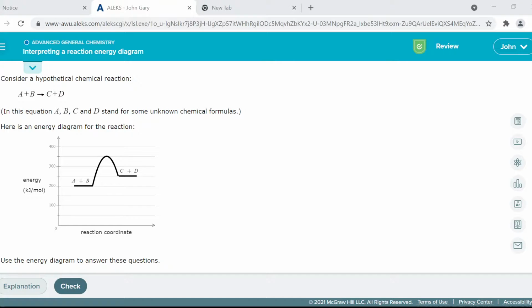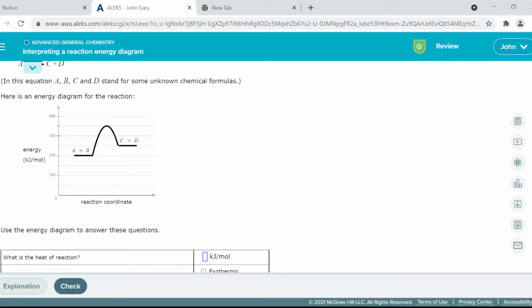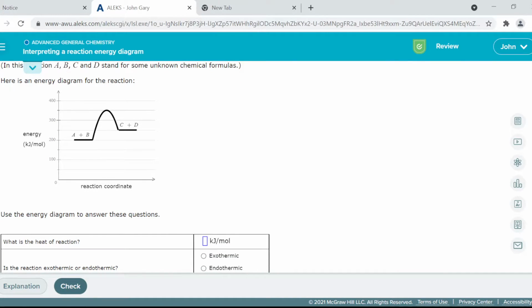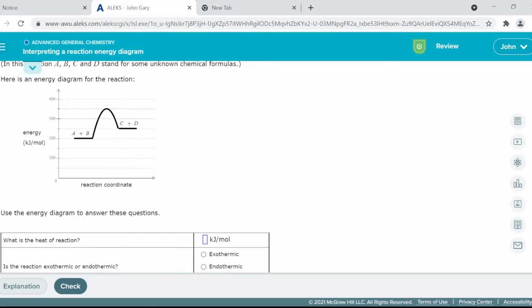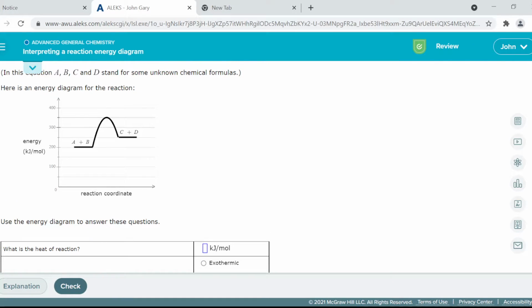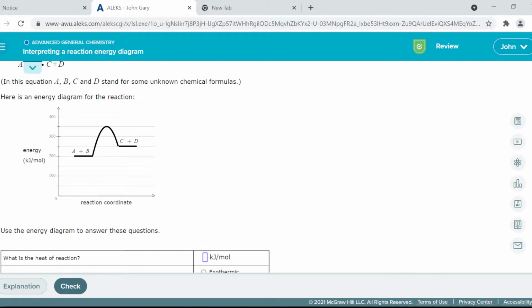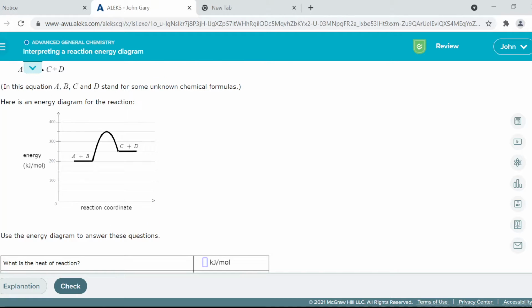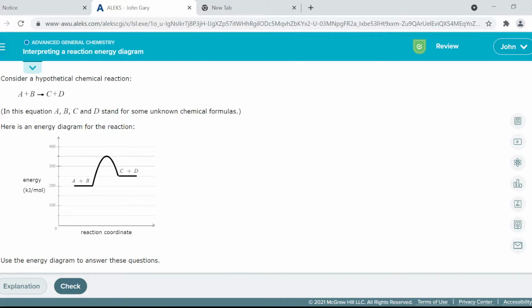Activation energy and an energy diagram. Okay, so this is actually not as bad. I think people got hung up in what these words mean. So let's do a review of all of these terms that you're going to need to know from the energy diagram. This energy diagram shows me A plus B will yield C plus D.